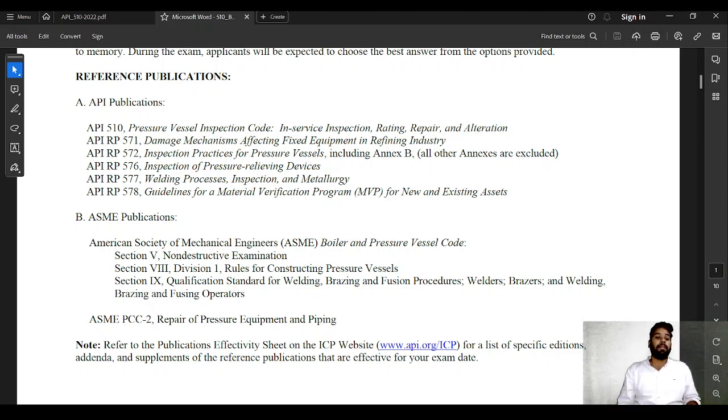Okay, next is API 576. 576 is inspection of pressure relief valves. So inspection of pressure relief valves is generally going to be common with the piping inspector examination. Here we just need to understand what are different kinds of valves and what is the inspection procedure of those valves once they are removed from the service or they are mounted back on the service.